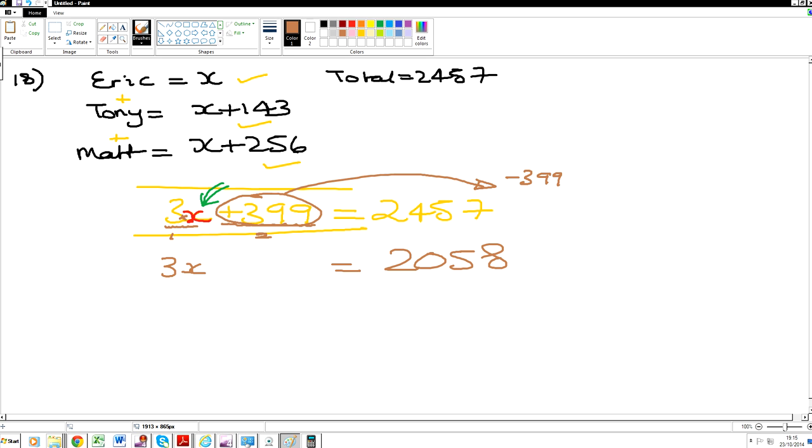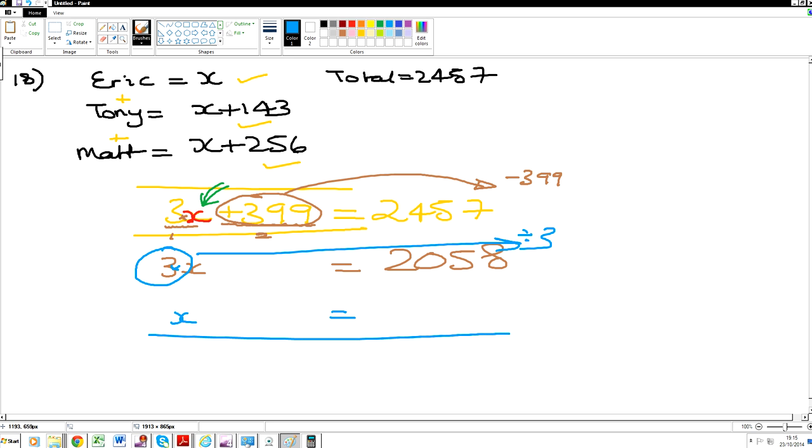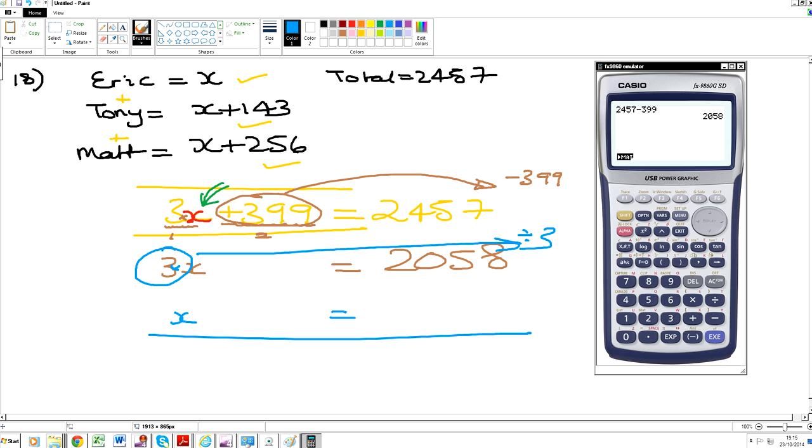Let's have Hafsa at the back, please. So Hafsa, we have here a times by 3. You have to divide by 3. So we grab the times by 3 and that becomes a divide by 3. Well said. So you have x now is equal to 2058 divided by 3 equals, and the answer is 686.